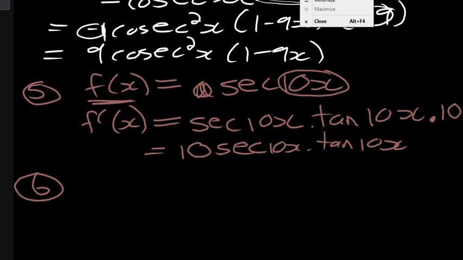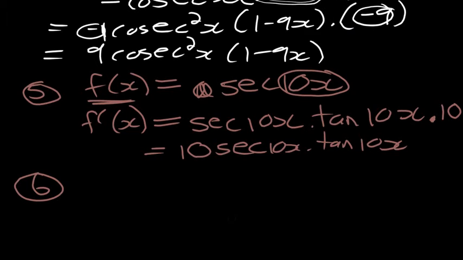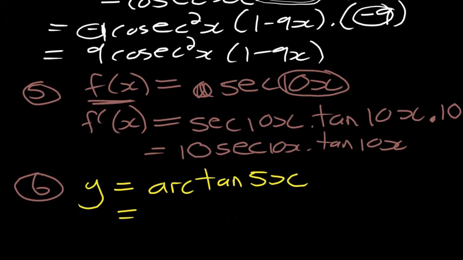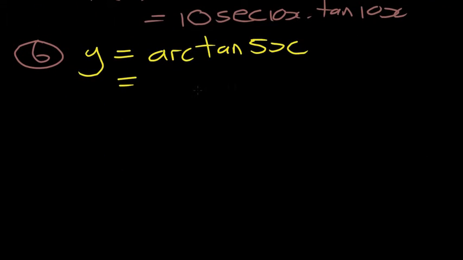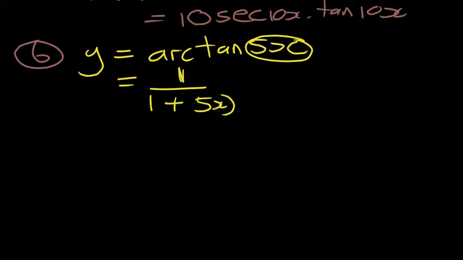Okay, then let's look at another example, number 6. Let's try another color. Let's do a yellow again. So y equals arc tan 5x. If you differentiate this one, let's move it a bit down. If you differentiate arc tan, you'll get 1 over 1 plus, and that whole thing must go into this space there.